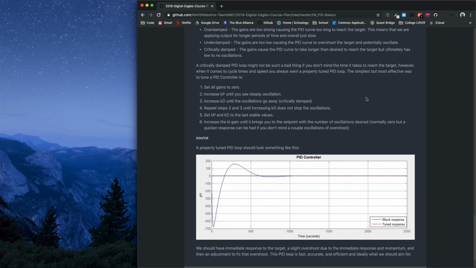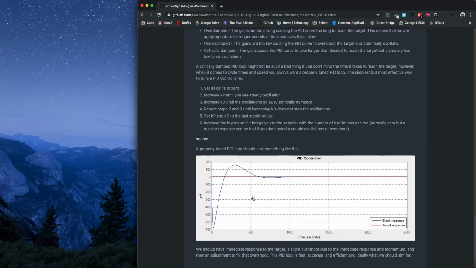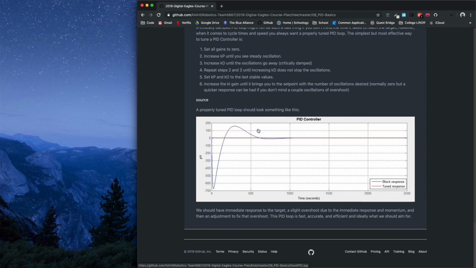The next thing would be doing the integral if necessary, but I would recommend to stray away from that. So we're just going to pretend like step 6 here doesn't exist, but I included it in case it's necessary. If necessary, then you can increase the KI gain until it brings you to the set point with the number of oscillations desired. If you don't mind one oscillation, then bring it up until you get that one oscillation. That's okay. Like I said, this is what the properly tuned PID loop should look like. It should have that immediate response to the target, slight overshoot due to the immediate response and momentum, and then an adjustment to fix that overshoot. The PID loop is ideally fast, accurate, and efficient, and this is essentially what we should aim for.